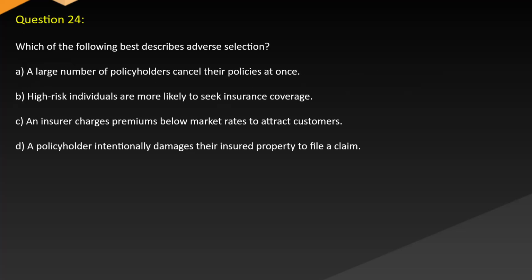Question 24. Which of the following best describes adverse selection? A. A large number of policyholders cancel their policies at once. B. High-risk individuals are more likely to seek insurance coverage. C. An insurer charges premiums below market rates to attract customers. D. A policyholder intentionally damages their insured property to file a claim.